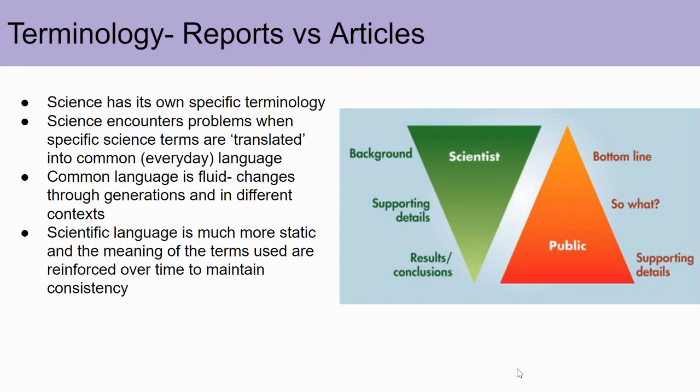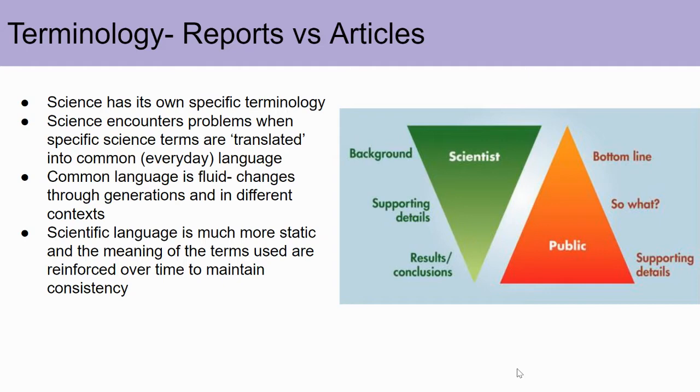So looking at terminology in reports versus articles. Obviously science has its own specific terminology, and there can be problems when this is translated into common and everyday language. And that's because common language is fluid. It changes through generations and in different contexts. And scientific language is much more static. So the terms are reinforced over time to maintain consistency and therefore only really have one meaning.